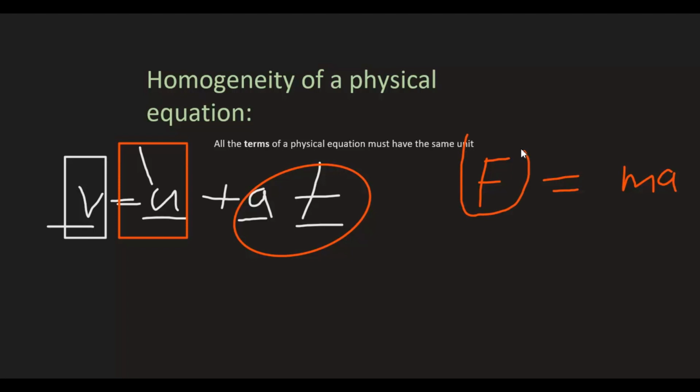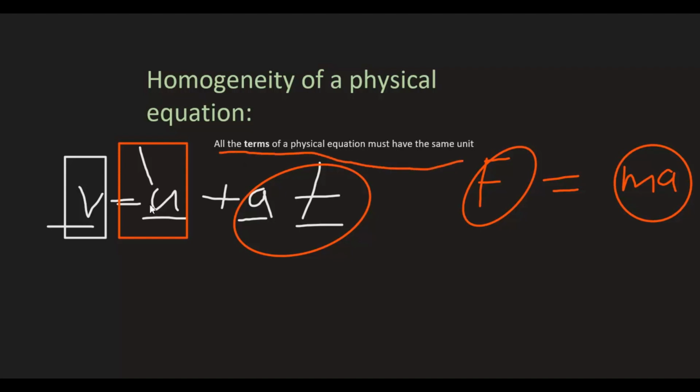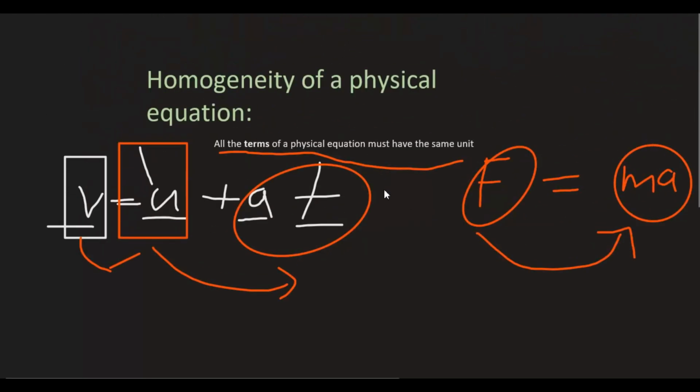But how about F equals ma? This equation has one term and then another term, and according to the definition, it means that this will have an equal unit to this. Let's see if this actually works.